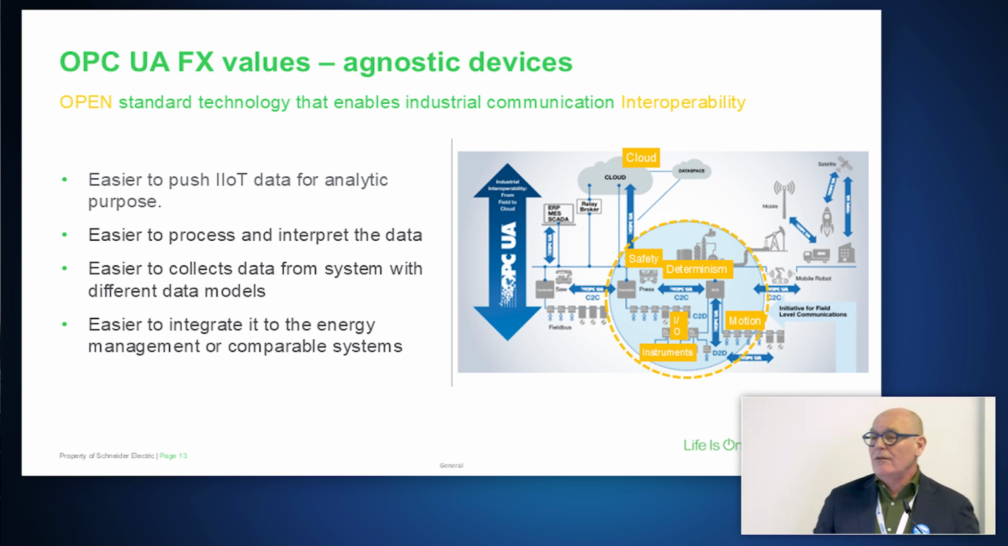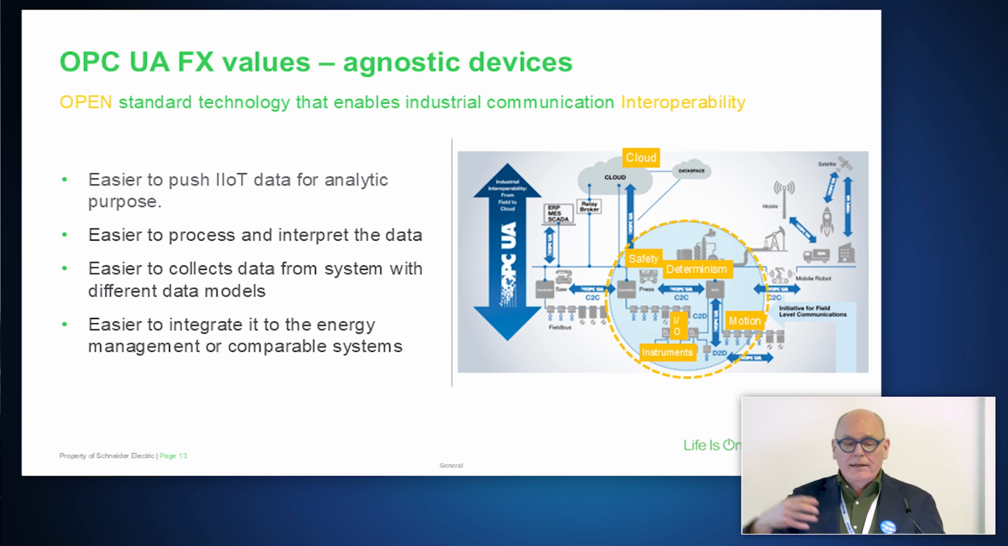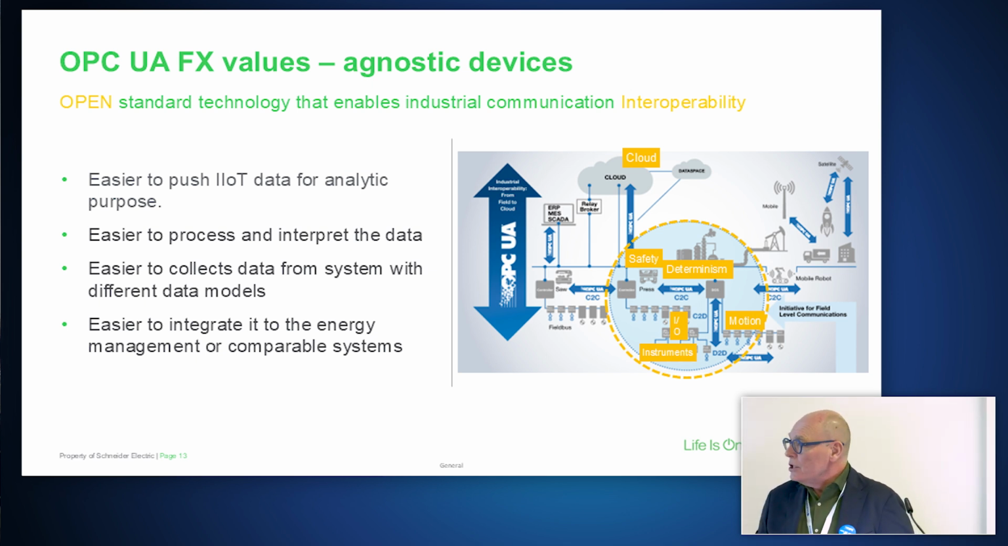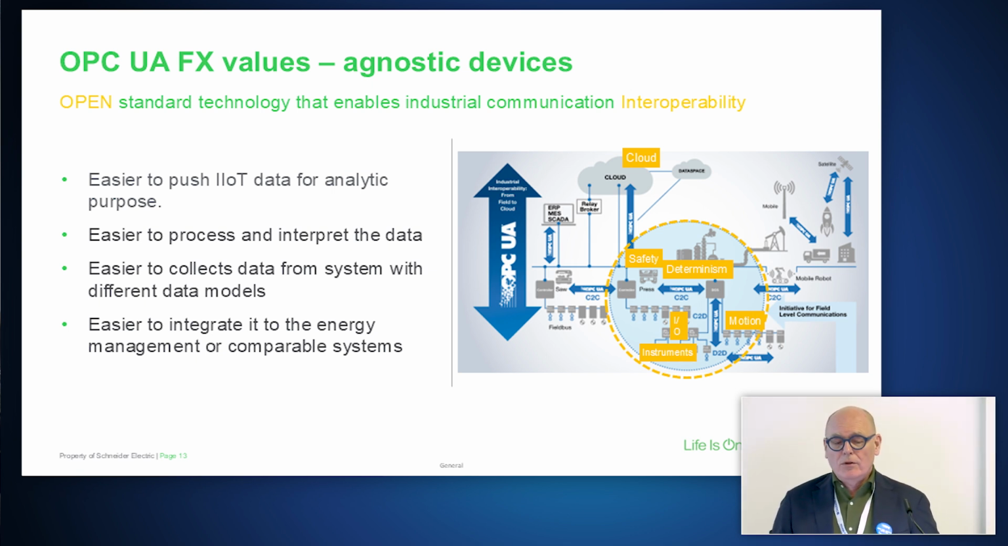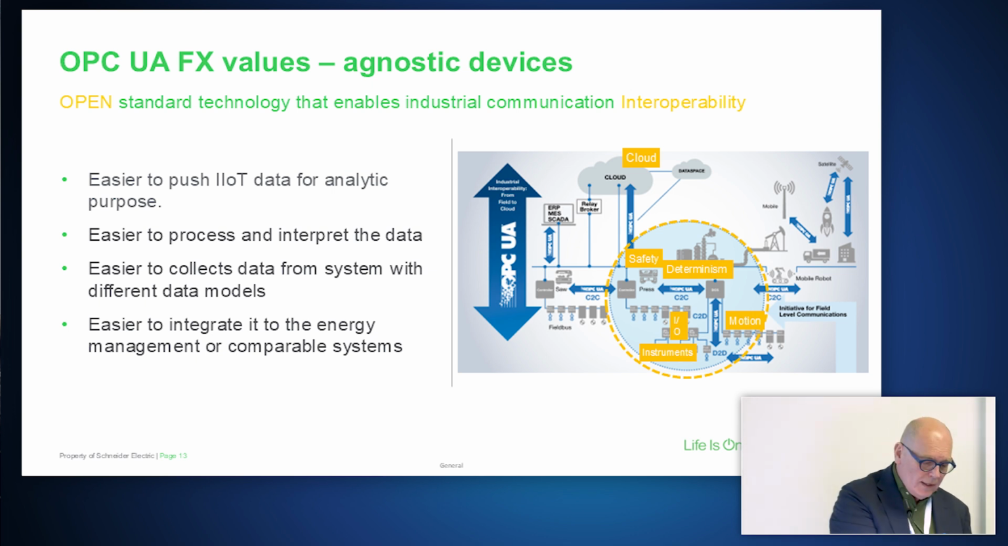So OPC UA FX is much easier if you want to push IIoT data for analytic purposes, and to interpret this data from different data models. As I said, with OPC UA you have predefined data models, which can be easily integrated into your plant, into your upper-layer system, for energy optimization or a comparable system, whatever it is. It's much easier with OPC UA. So this was the second use case.